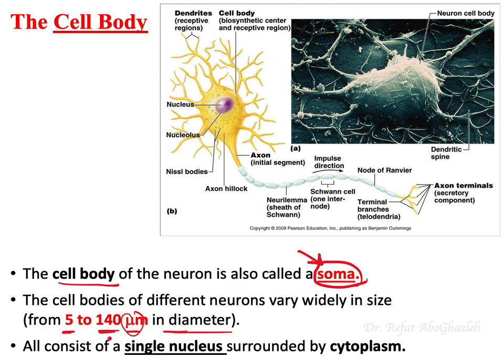Anyway, regardless of the size of the cell body, whether it's small, medium, or large, if you look at the cell body, you will see there is a single nucleus. Here you can see it in the purple color, a single nucleus, and inside the nucleus there is a nucleolus. And this is the nucleus, surrounded by cytoplasm.